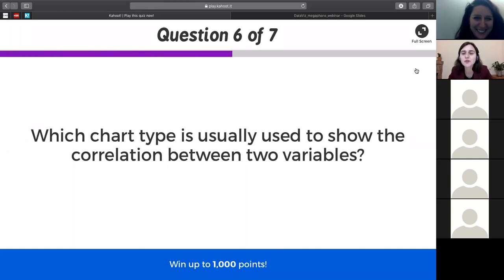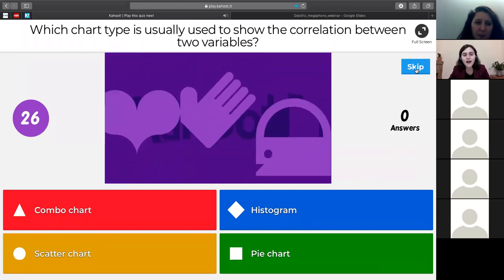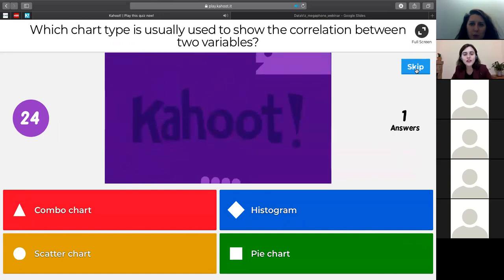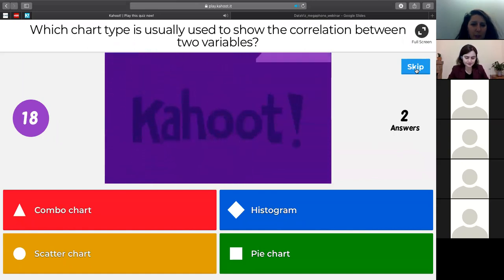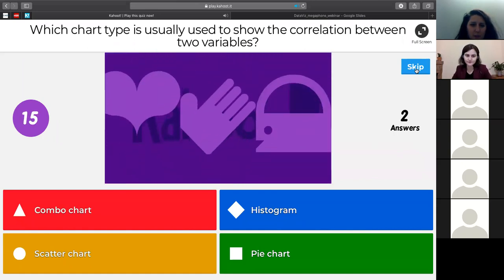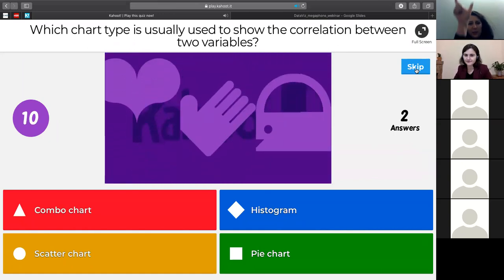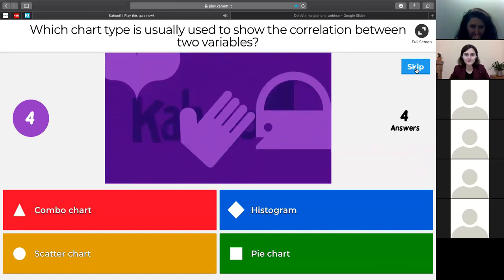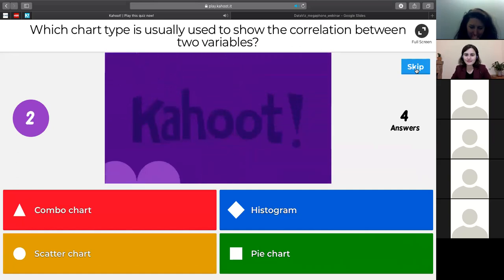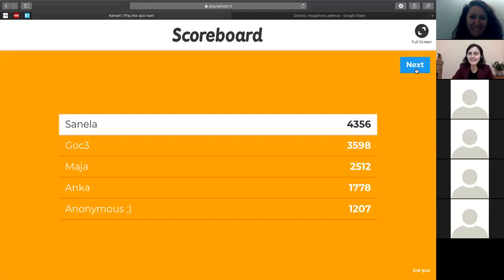Which chart type is usually used to show the correlation between two variables? Red answer, combo chart, blue histogram, orange scatter chart, and green pie chart. Yay! It's scatter chart, and the majority was right.